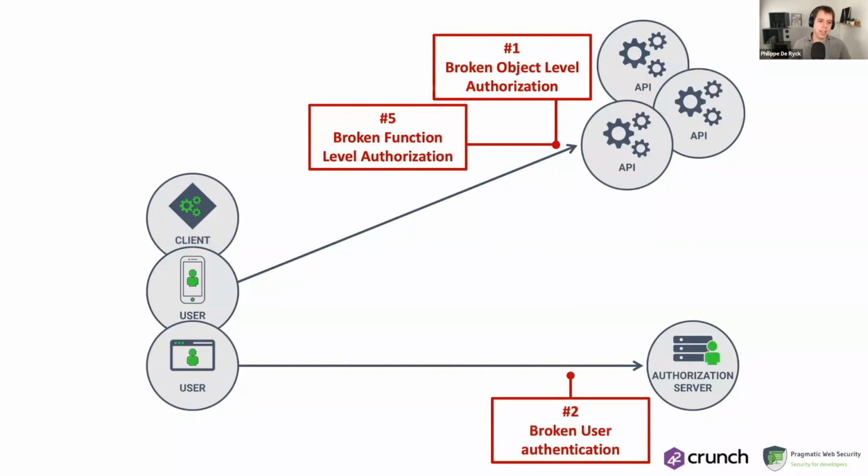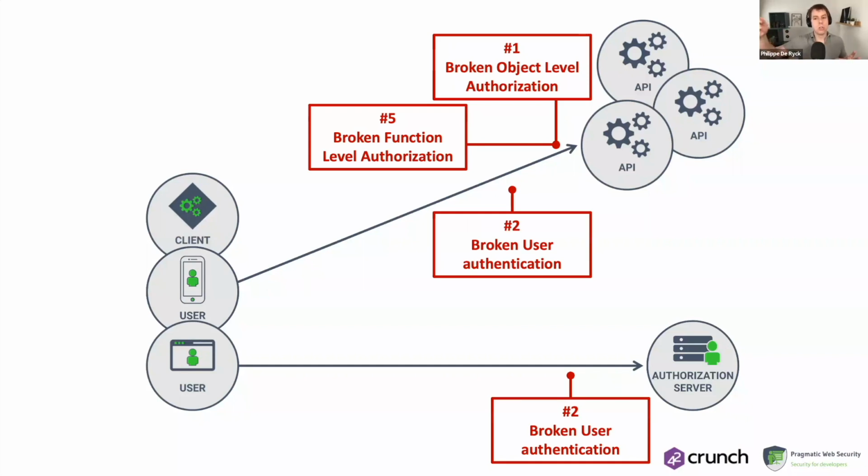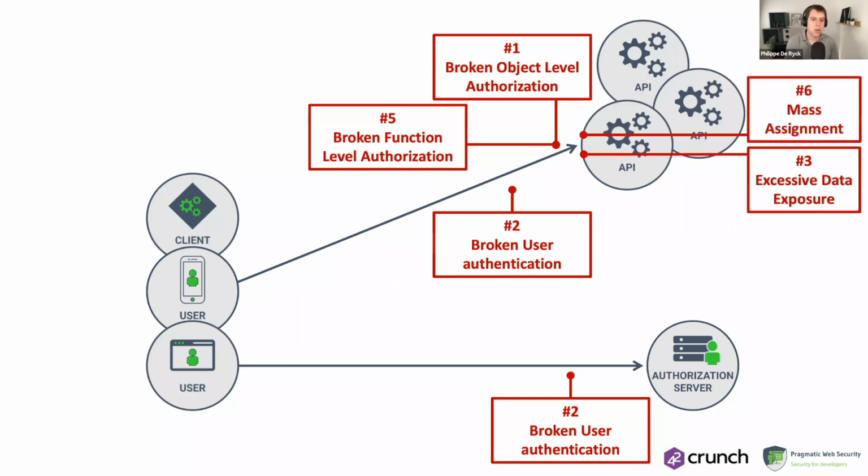Broken user authentication is kind of a weird category because in the top 10, it includes a whole bunch of issues. Like, the user is authenticating in an unsafe way, or we're managing the session wrongly. There's a whole bunch of things going on. So it plays on the authentication step at the bottom, and also on the interaction between a client and an API. And then we have excessive data exposure and mass assignment.